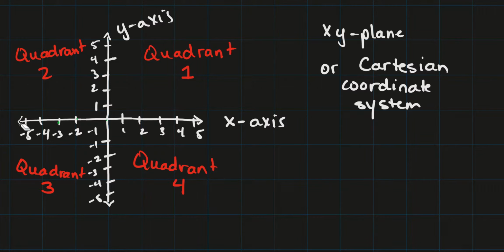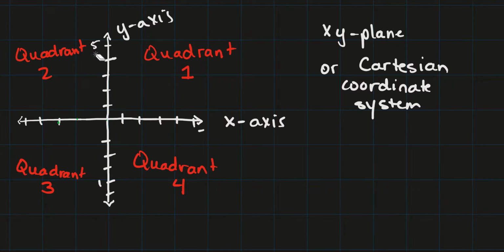In fact, I can erase all of these numbers. Maybe that'll make it a little bit easier to see right now. Just get rid of those. You can see that we've broken this plane into 4 pieces. Okay, so there are 4 quadrants.